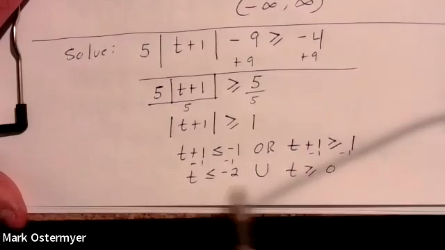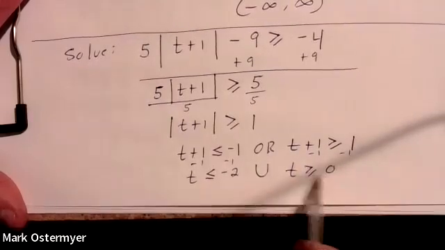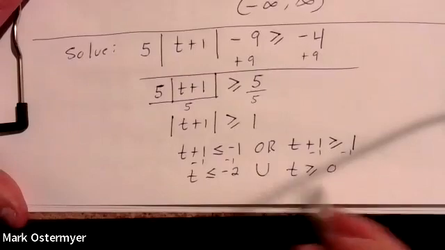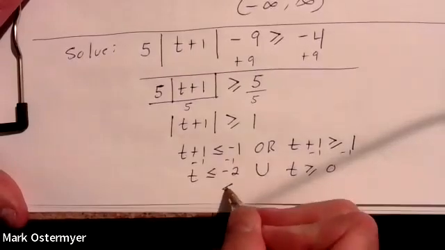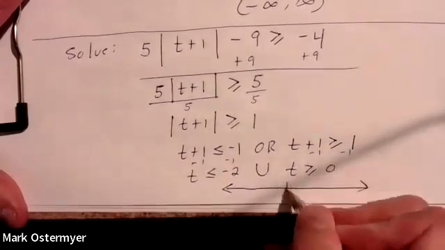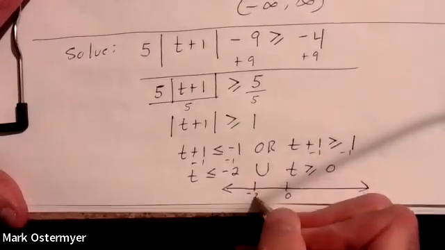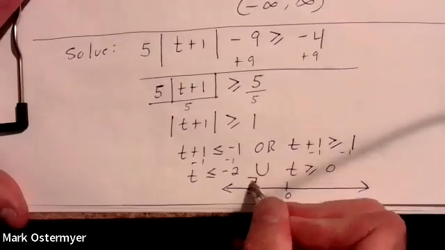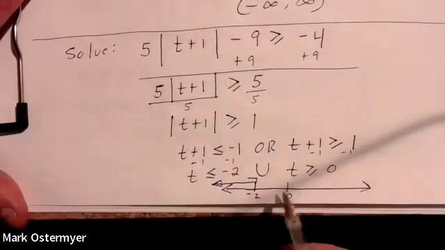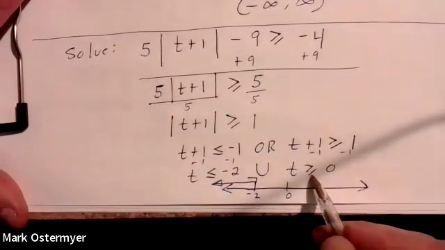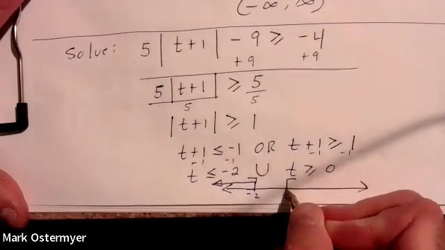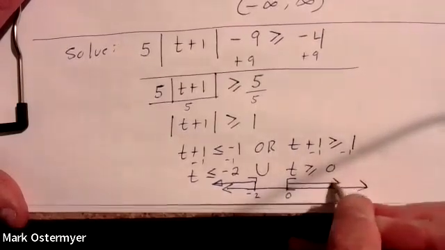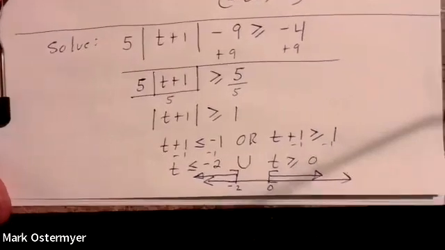So ladies and gentlemen, what would be the graph of the union of these two sets here? Can you envision what the graph would be? Well, it's going to be all real numbers that are less than or equal to -2, so a bracket on -2 and shade to the left, in union with all real numbers that are greater than or equal to 0, so bracket on 0, shade to the right. There you go, that's the graph.